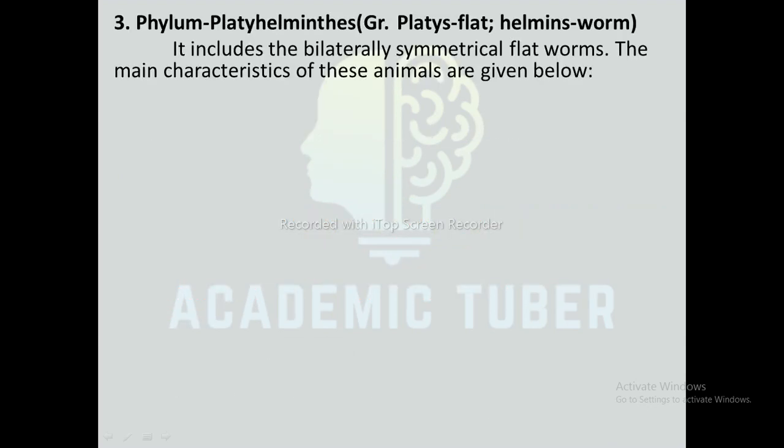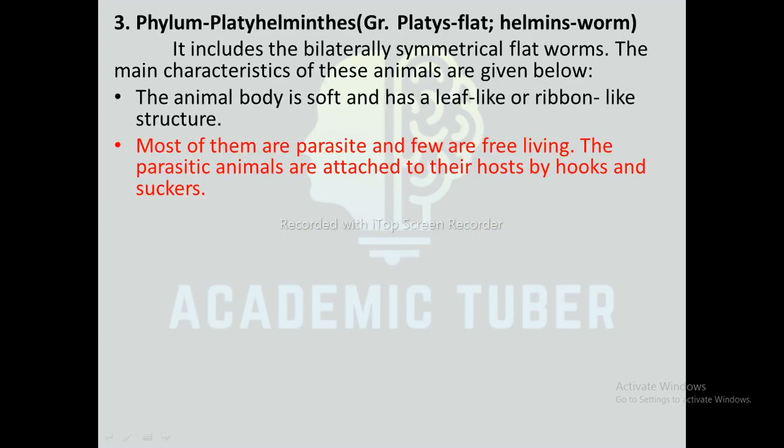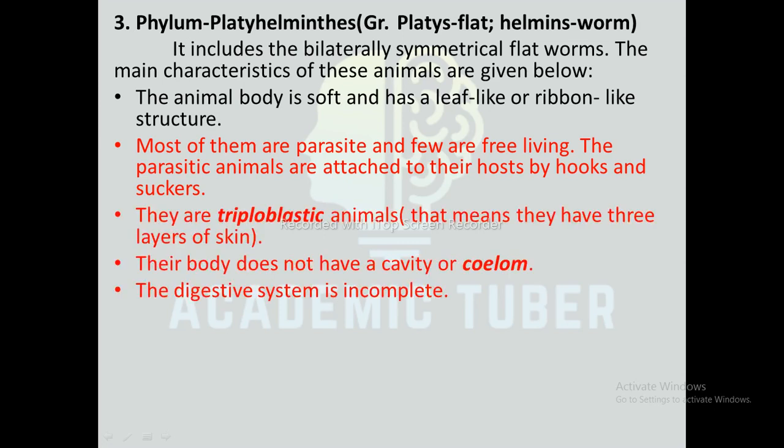Next one is Phylum Platyhelminthes. It includes the bilaterally symmetrical flatworms, and the main characteristics are: the animal body is soft and has a leaf-like or ribbon-like structure. Most of them are parasites and a few are free-living. The parasitic animals are attached to their host by hooks and suckers. They are triploblastic animals. That means they have 3 layers of skin.